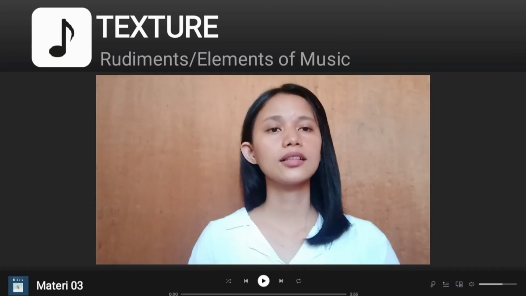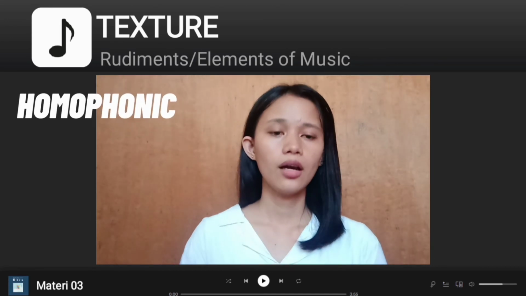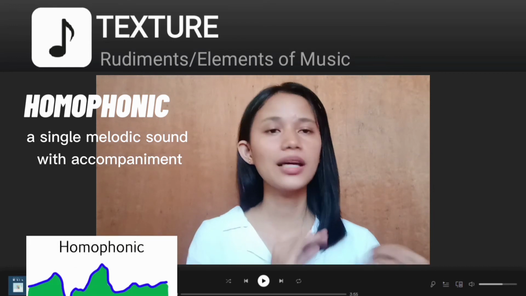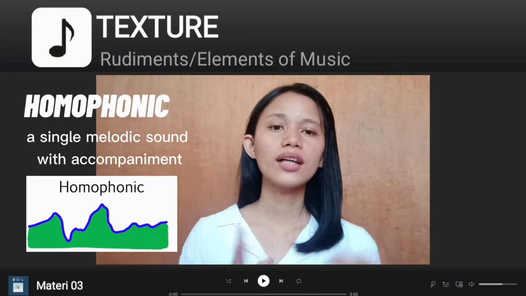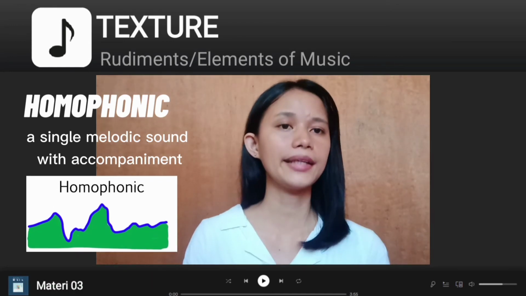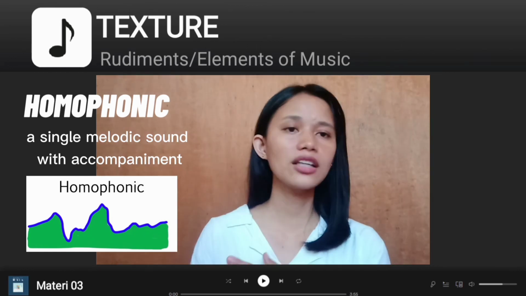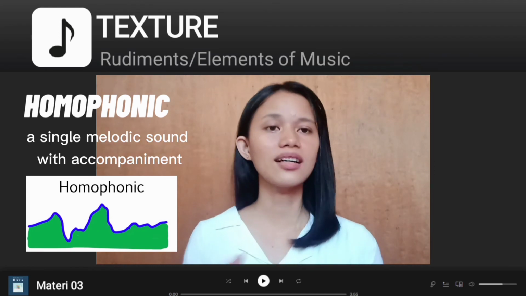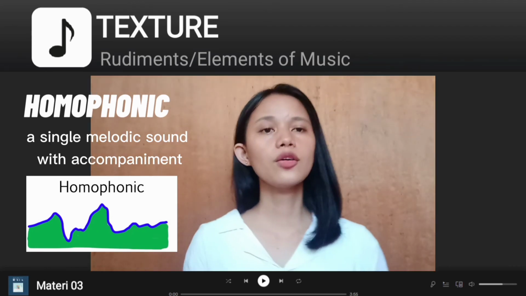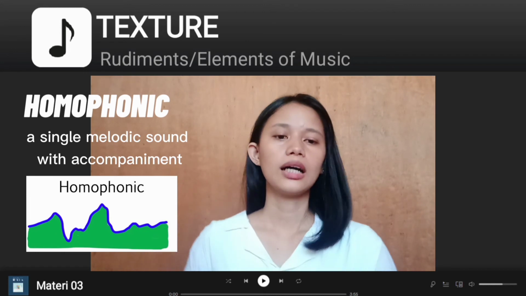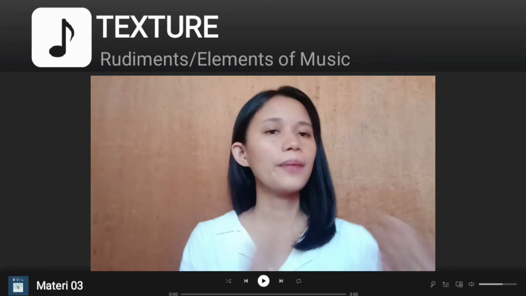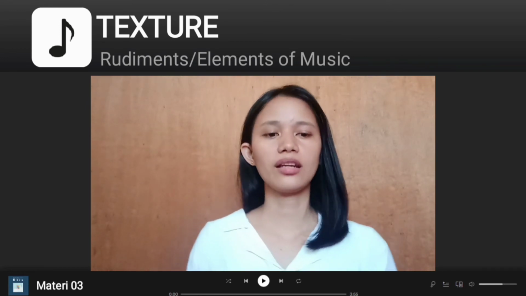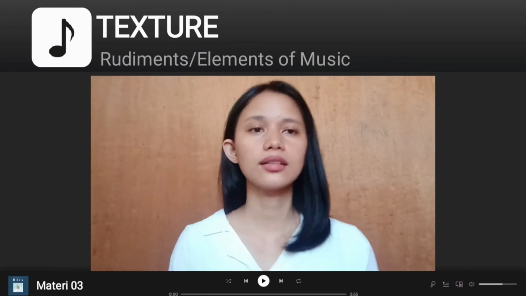Next kind ng texture ay ang homophonic. So, homophonic is a single melodic sound accompanied by musical instrument. Kung kanina ang monophonic, walang accompaniment. Dito naman, single sound pa rin siya, pero may accompaniment ng music or musical instrument. And dito sa homophonic texture, yung accompaniment niya na musical instrument like guitar o kaya naman ay piano, ganyan. It supports the melody.